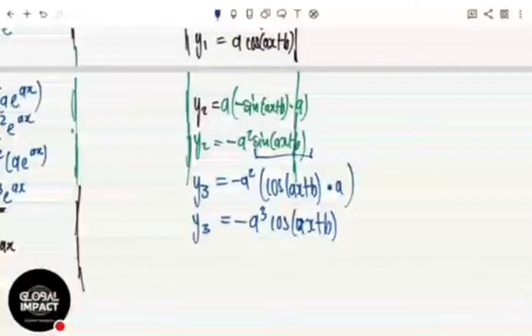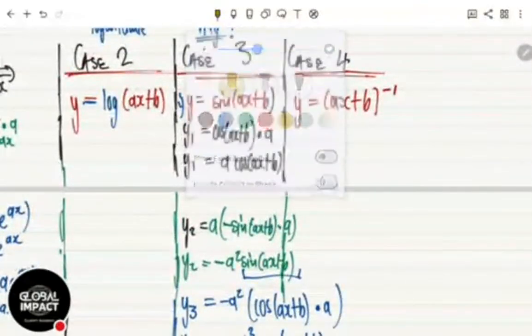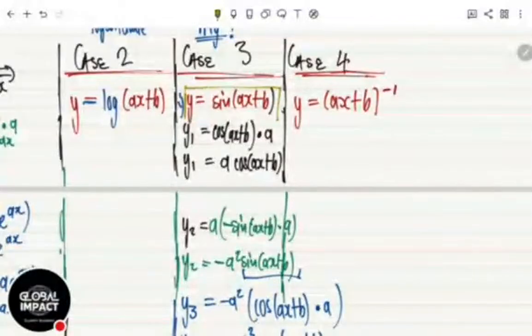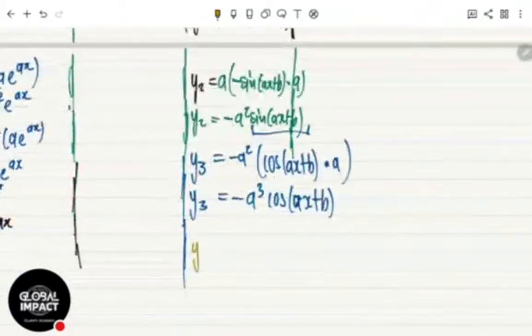What you then do is to find the fourth derivative. And this is what you're going to do as well if your y was a cos. Here we have our y being a sine ax plus b. If y was a cos of ax plus b, you would still differentiate like what I've done. Now what you're going to do is you're going to get the fourth derivative.